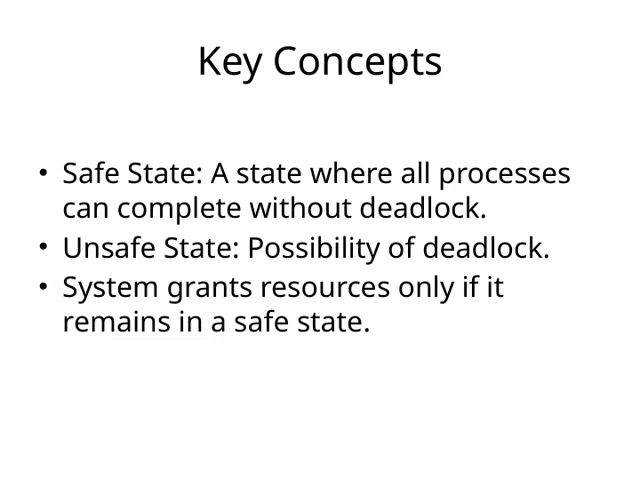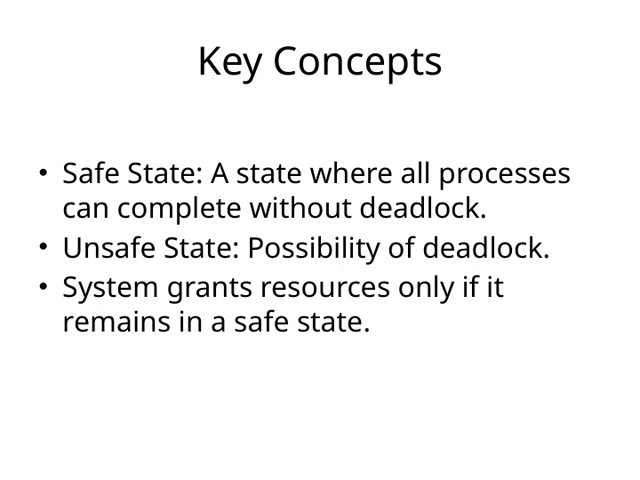First, a safe state is when all processes in the system can complete their tasks without running into deadlock. This means the system is in a stable condition where resources are allocated in a way that no process is left waiting indefinitely. On the other hand, an unsafe state is a situation where there's a possibility of deadlock. It doesn't necessarily mean deadlock has occurred, but there's a risk that it could happen if resources are allocated carelessly. Because of this, the system must be cautious and only grant resources when it remains in a safe state. This approach helps prevent deadlocks and keeps the system running smoothly.